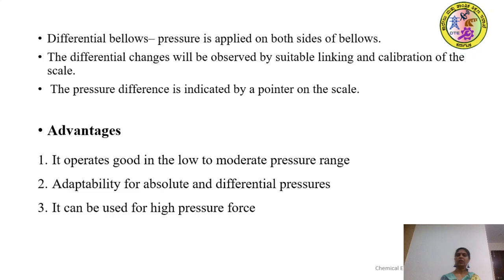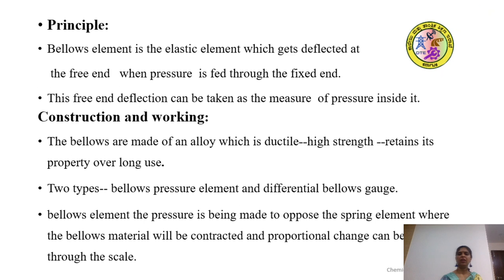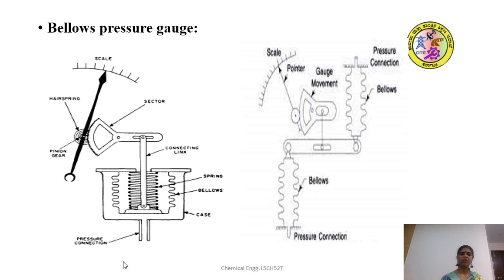Are you getting it? So the differential pressure gauge, this is about this. When the pressure is applied, this causes the bellows to compress. So with the application of the pressure, the bellows contract. The contraction of the bellows causes the pointer to move onto the scale, which is calibrated in terms of the pressure. The movement of the bellows on application of the pressure is opposed by the spring. So this is the bellows pressure gauge.